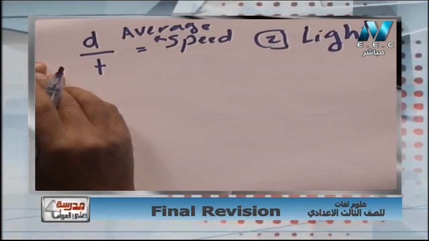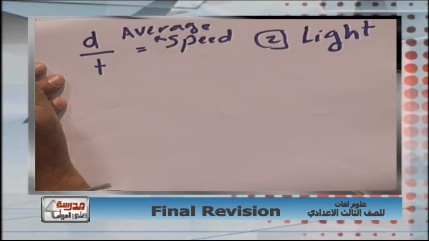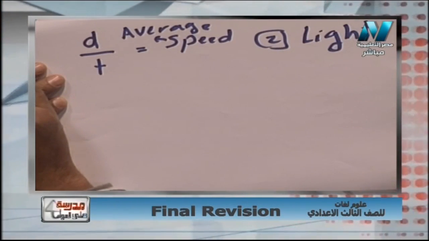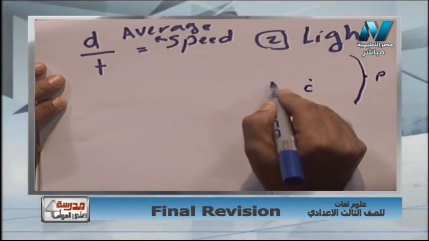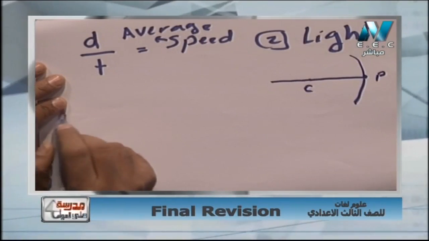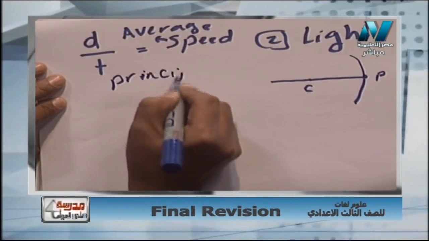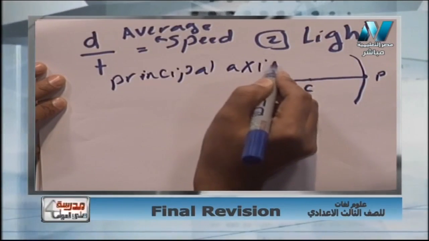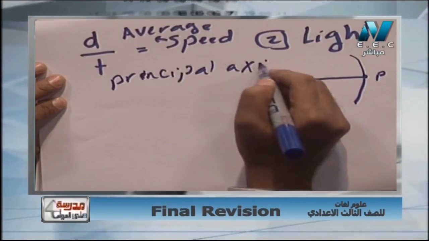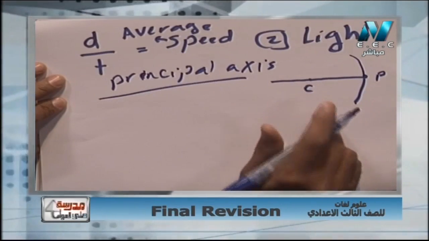Number three, the straight line that passes by the pole of the mirror and its center of curvature. A straight line passes by the pole and the center. This is the pole and this is the center. It is a straight line. What is this straight line? Yes, it's the principal axis of the mirror.